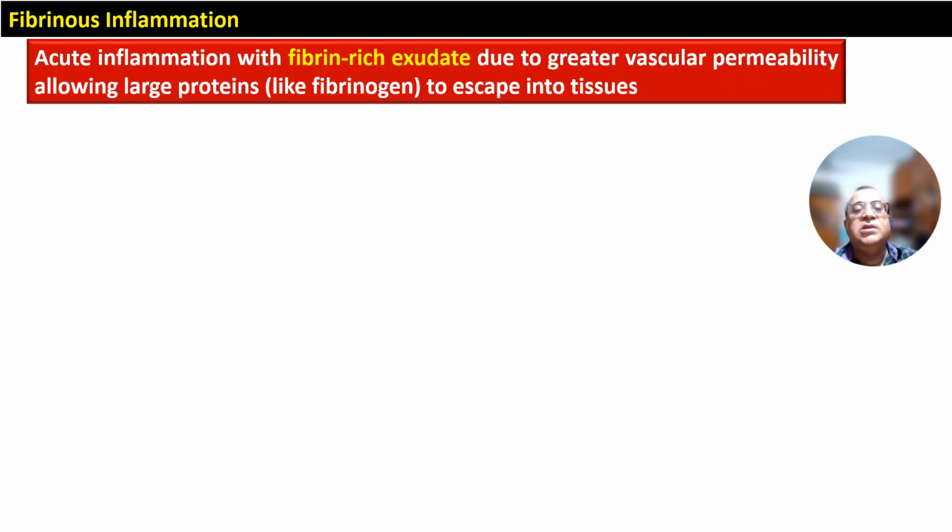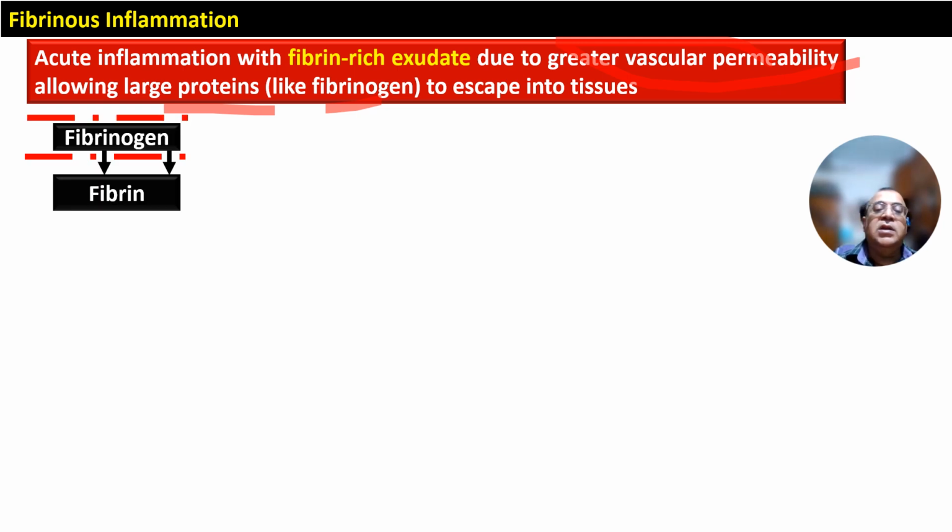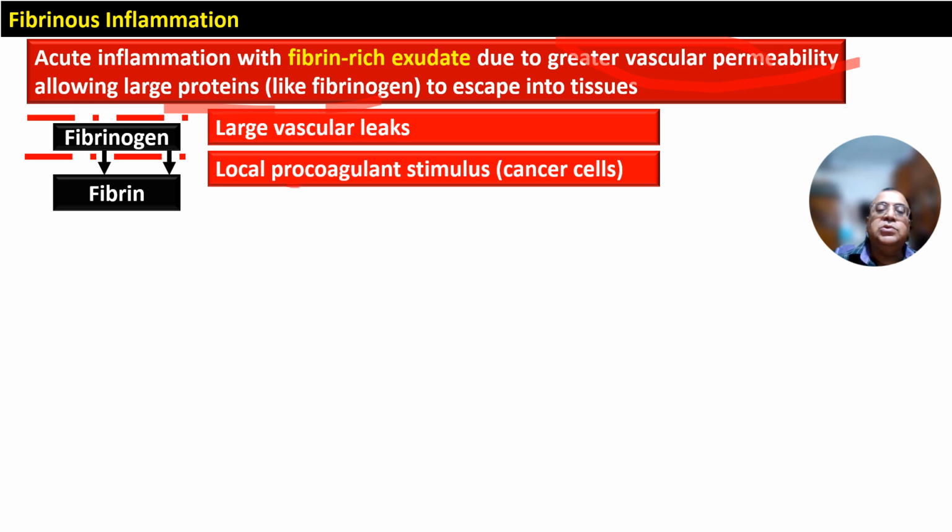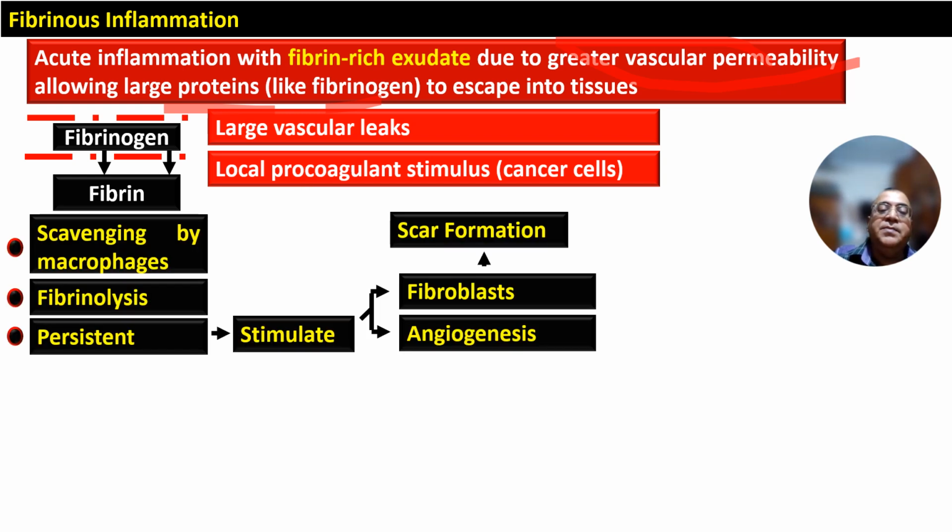Fibrinous inflammation is another type of inflammation in which there is increase in vascular permeability, and due to this increased vascular permeability, large proteins such as fibrinogen exudate and escape into the tissue. This fibrinogen in the tissue is converted into fibrin. So a large vascular leak or local procoagulant stimuli, such as presence of cancer cells, can lead to this fibrinous morphological type of inflammation.